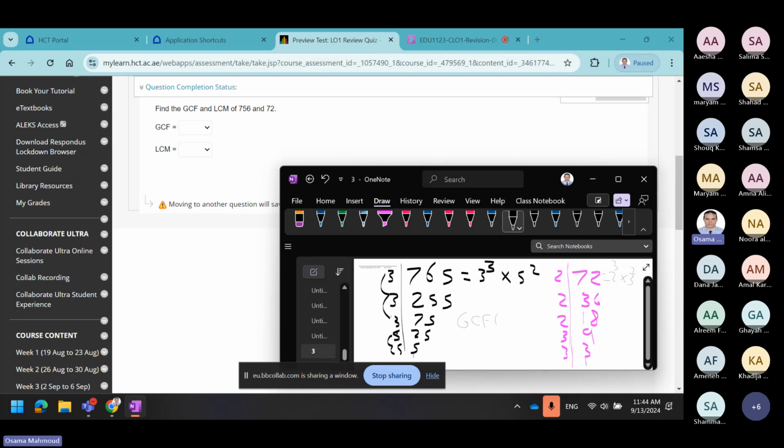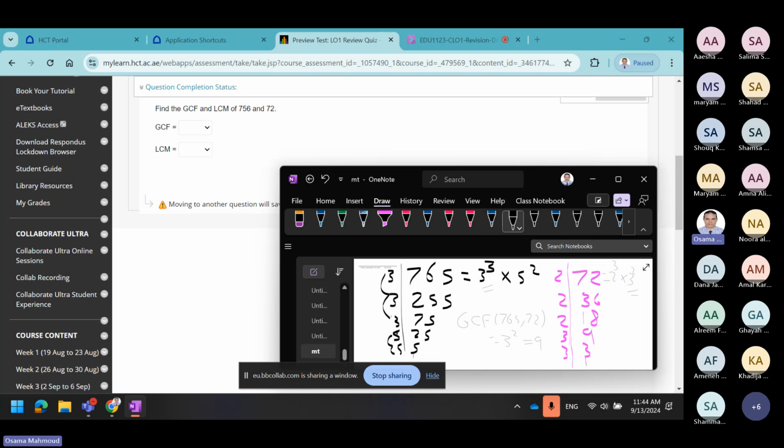In the greatest common factor between these two numbers, 765 and 72, I'm looking for the common base. 2 is not a common base, but 3 is a common base, right? In the greatest common factor, I take the lowest power, right? So I will take 3 to the power 2. So 9 is the greatest common factor, correct? Check.